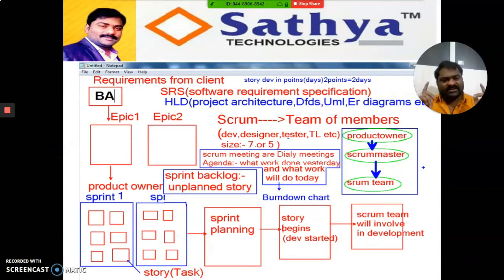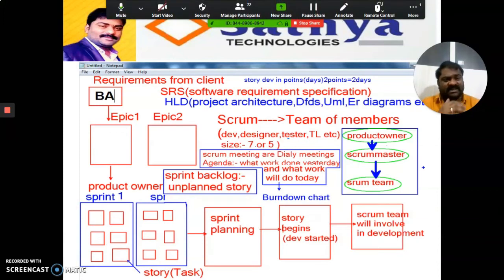I hope everyone understood what Scrum is. Scrum is nothing but a group of members who are involved in developing the story. Is it clear? And the Scrum team will be there. A Scrum team consists of nearly 5 to 7 members. All will sit side by side in the same cabin.